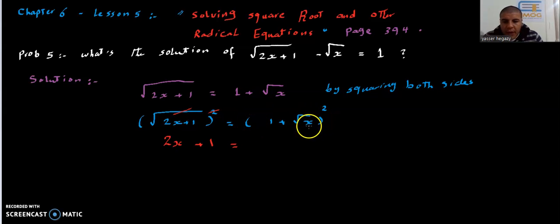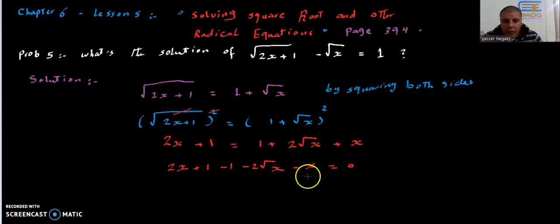It's a perfect square. So first squared, plus 2 multiplied by first multiplied by second, plus the second squared. So 1, plus 2 multiplied by the first multiplied by the second, it will be 2 the square root of x, plus the square root of x to the power 2 equals x. Transpose to the other side and combine like terms. So 2x plus 1 minus 2 the square root of x minus x is equal to 0. Here combine like terms.